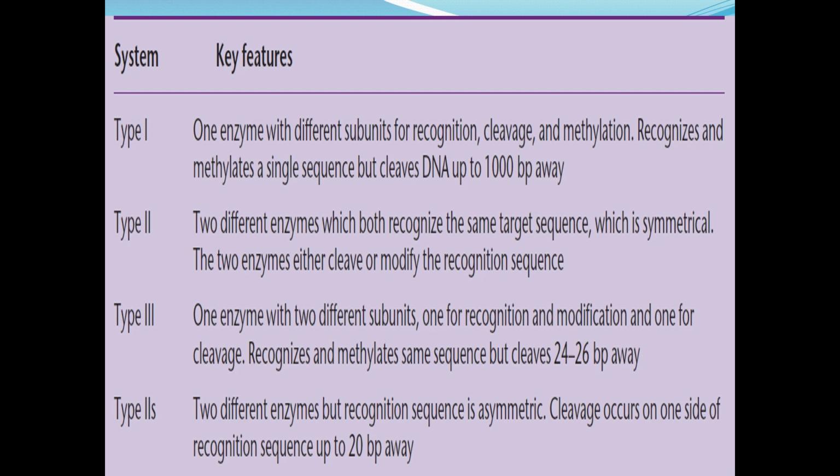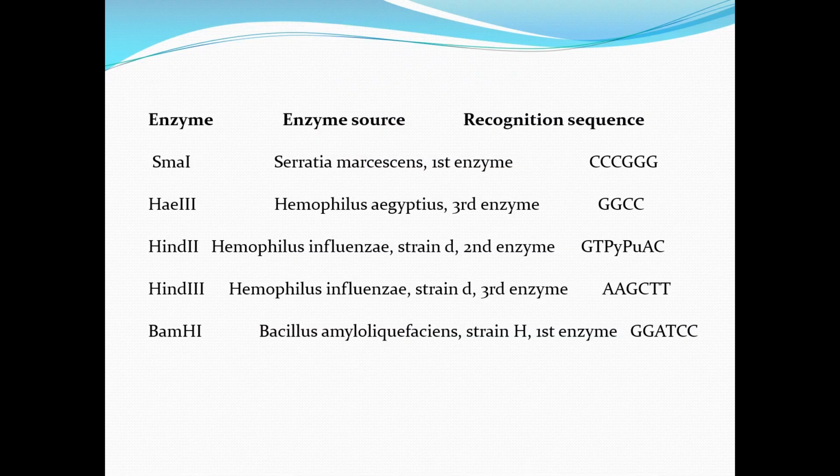It recognizes and methylates the same sequence but cleaves some 25 base pairs away. In type 2As, we have two different enzymes, but the recognition sequence is asymmetric. Cleavage occurs on one side of the recognition sequence, some 20 base pairs away.